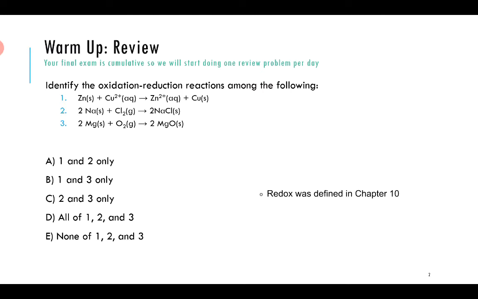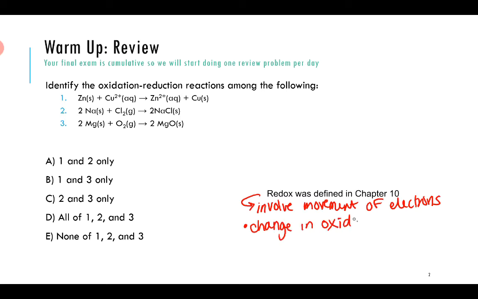Okay, let's go over this. So redox reactions were defined in Chapter 10. Redox reactions involve a movement of electrons. So if electrons are moving around, then we're going to see a change in oxidation state. So let's start by identifying oxidation states in each of these equations to see if we can identify which of these are redox reactions. So let's look at this first one.